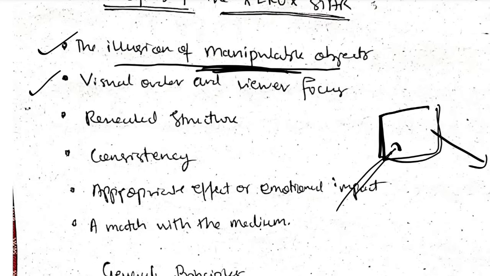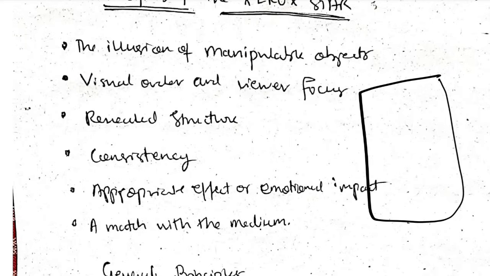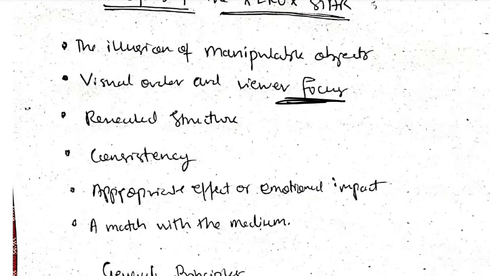Okay. Visual order and viewer focus. Visual order means it should be well ordered. Viewer focus means where the viewer wants to focus more, there only the actual relevant content should be there. For example, if you have a screen and you are putting an image in between, some text is there, it will not look good, right? After the text is over you can put an image at the end, that will be better. So where the viewer focus is, there you should include relevant information.